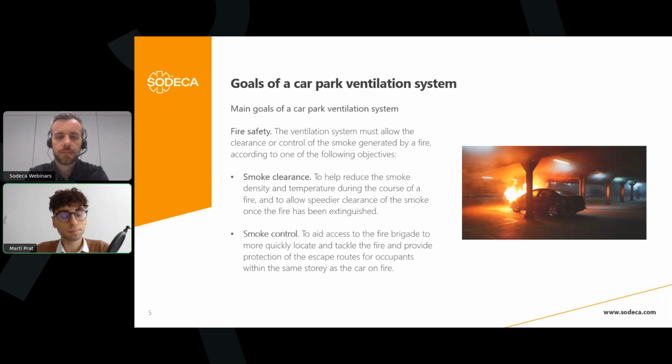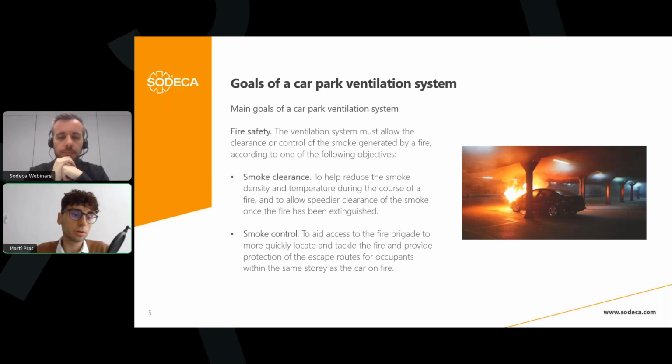Also, fire safety. We have two types of ventilation that we can have in a car park. Smoke clearance: the idea of smoke clearance is that we want to help the firefighters by allowing a speedier clearance once the fire has been tackled. And the system also helps to reduce the smoke density and temperature during the course of the fire.